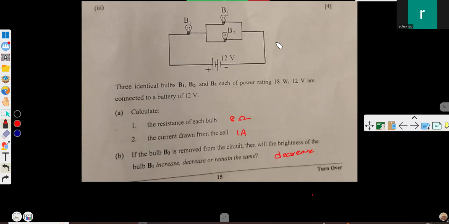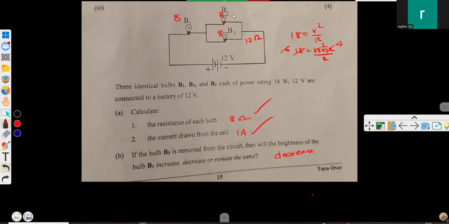Then the resistance of each bulb. As we know, for 18 watts, power is equal to V square by R. 18 is equal to 12 into 12 by R. So R is equal to 8 ohms. Resistance is 8 ohms, and if this is 8, this is 8, this is 8, the entire resistance will be 12 ohms and current would be 1 ampere.